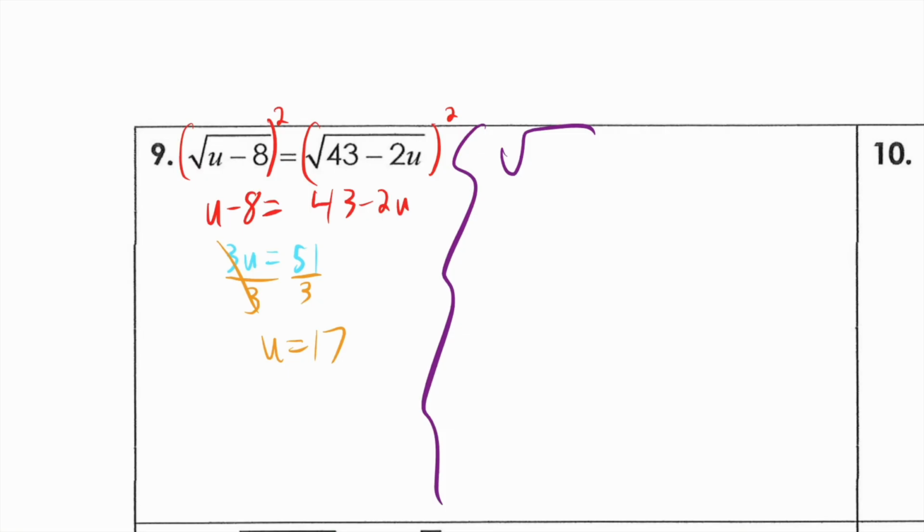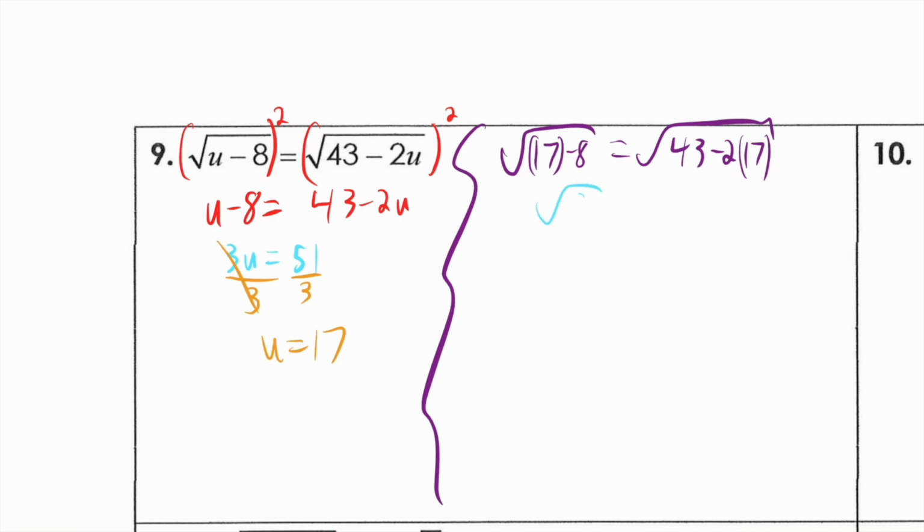Because once again, our only concern is that we're going to have an even root that either has a negative inside of it or is equal to a negative. Those are our concerns. But as we go and just plug these in, for those of us who are going to be more visual with this, 17 minus 8, and the square root of 43 minus 2 times 17.